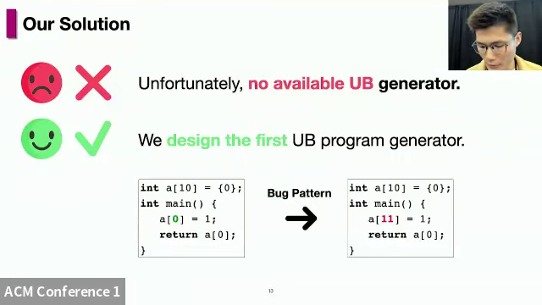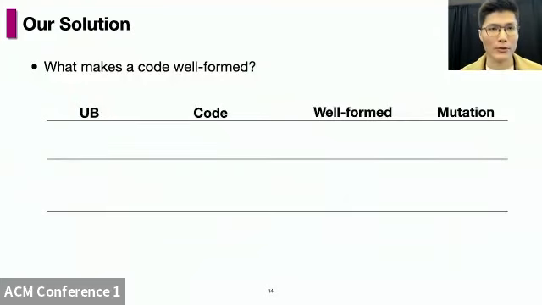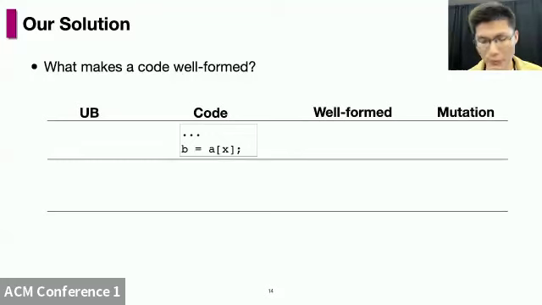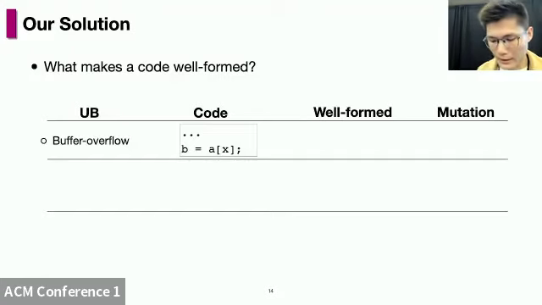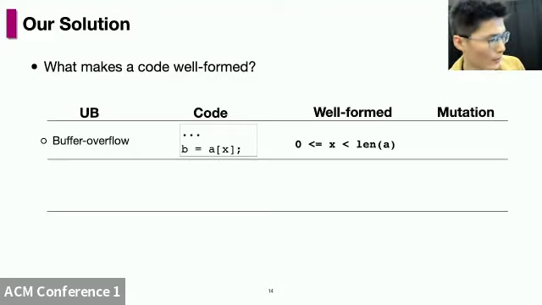So in order to know how we design this bug pattern, we first need to know what makes a code well-formed in the context of C. Suppose for this code, this is an array index. So what does that mean for this code to be free of buffer overflow? In this case, the well-formed code should satisfy the following condition. That is, the array index should be within the valid range of the buffer pointed to by A.